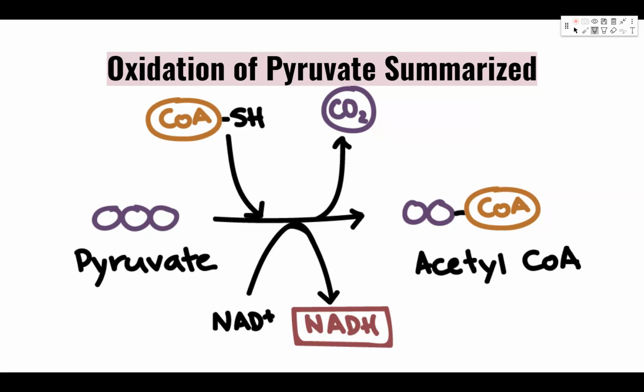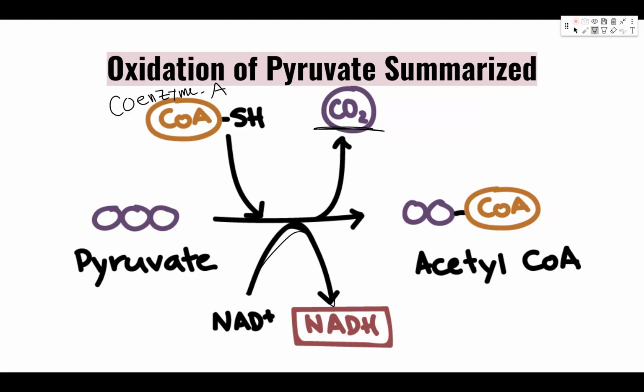We are going to take our pyruvate. We're going to add on our CoA. This is coenzyme A. We're going to release a carbon. Always, always, always keep track of your carbons to tell you if something's gone wrong. We're also going to get another NADH.